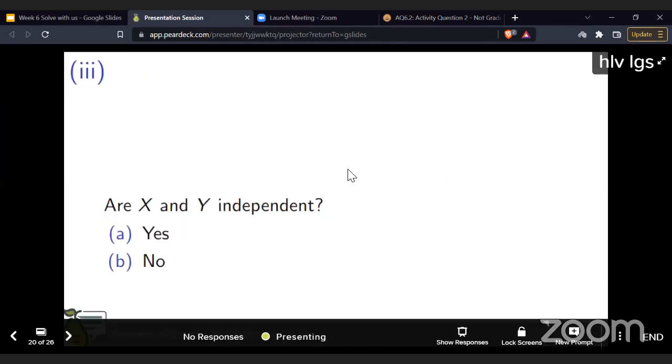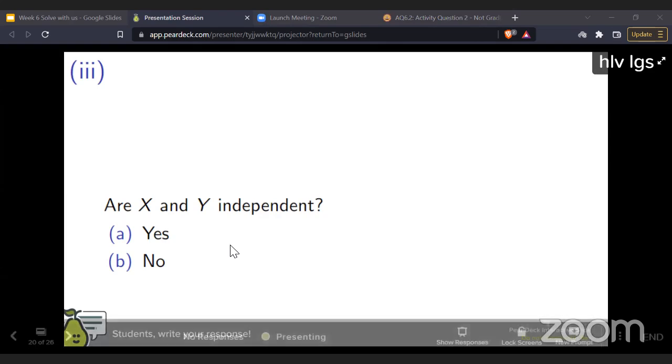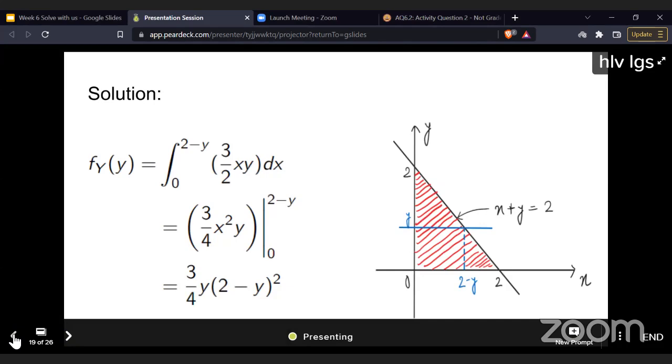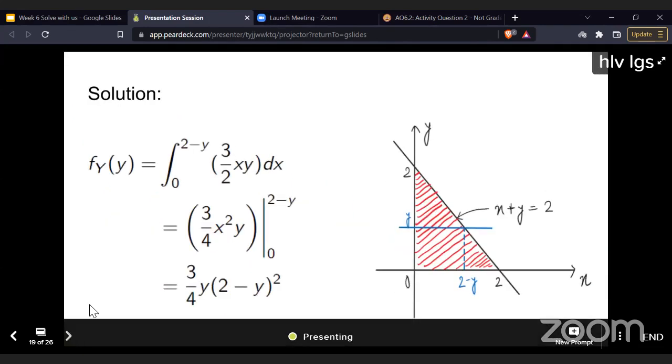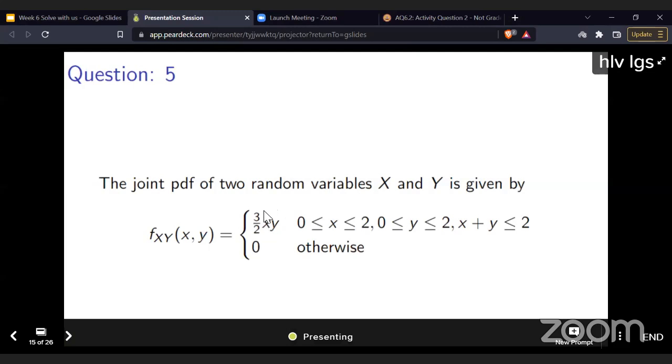All right. So the same problem, if you continue, now you have to check whether x and y are independent. How do you decide whether two random variables are independent or not? We just check whether fxy is equal to fx of x times fy of y or not. You have seen before that fx of x is coming out to be 3 by 4 times x(2 minus x) whole square. Similarly, fy of y is coming out to be 3 by 4 times y(2 minus y) whole square. And the joint PDF fxy is 3 by 2 xy.